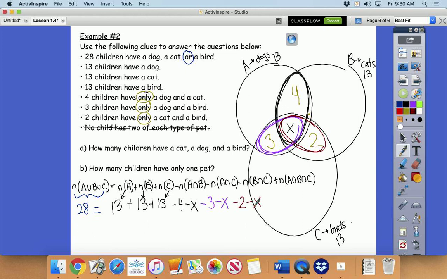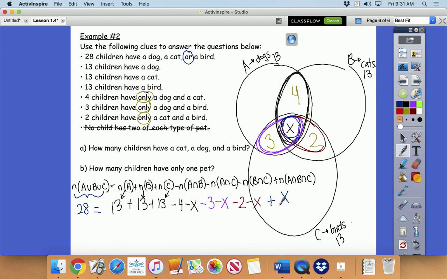The last part of the formula, which is really important, is a lot of people forget that we still have to add the intersection of all 3, and in our case, that represents x. So we're gonna have to add this x. So this is an algebra equation that we're gonna have to solve.